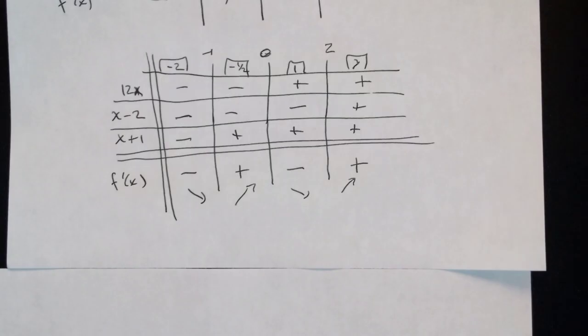I can tell what kind of extreme value I've got just by looking at those arrows. My graph, as I go from left to right, is going down followed by going up. What's going on at x equals -1? It's got to be a minimum of some type. It might be absolute, it might just be local, but at least it's a local minimum. What about at 0? I've got a local maximum. And at 2, I've got a local minimum.